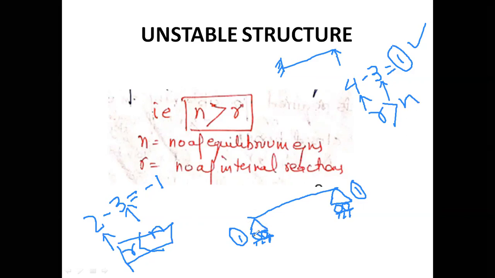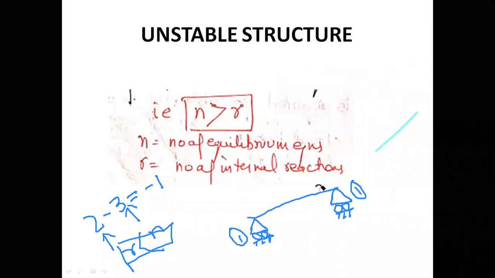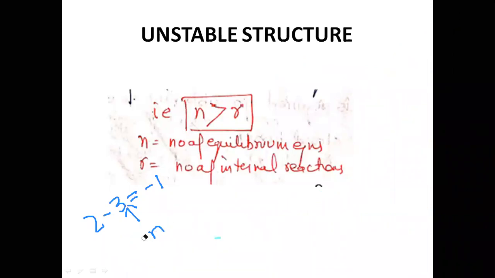If we remove this and convert it to a hinge support, then the reactions over here will become 2 and here will be 1. Total will be 3. 3 minus 3 will be 0. This will become a determinate structure, that is, a stable structure. So this is a basic approach and understanding of the stability of a structure, what an unstable structure is, and how to calculate determinate and indeterminate structures.